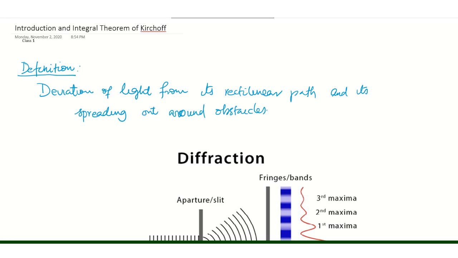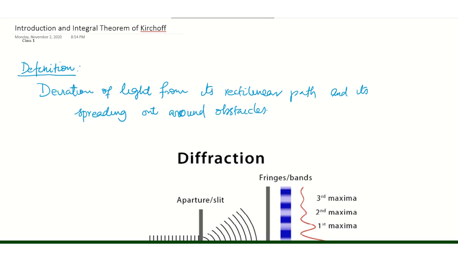Good morning, everyone. Now it is time to start our third unit. It's about diffraction. It's a very familiar concept for you. With the definition, it is the deviation of light from its rectilinear path and it's spreading out around obstacles.